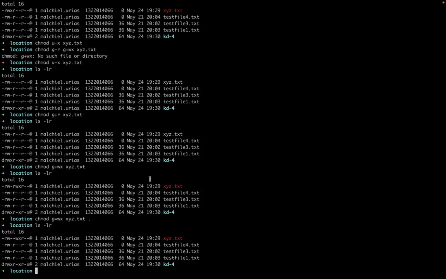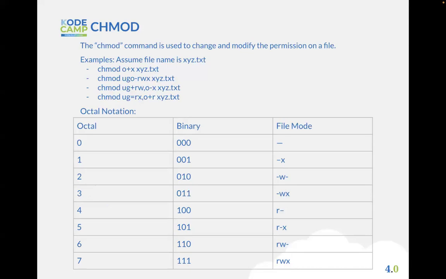So that's what we were trying to do in one command. Now, why did we talk about the binary? We are looking for an easy way to do this notation. You can do it either with the letters, or you can use the octal notation, where you use numbers from 0 to 7 to specify your permission.